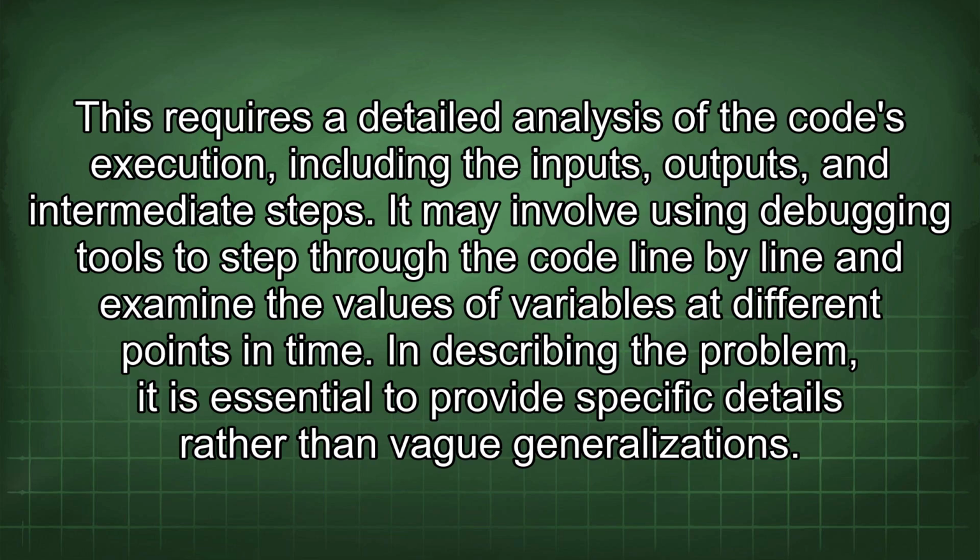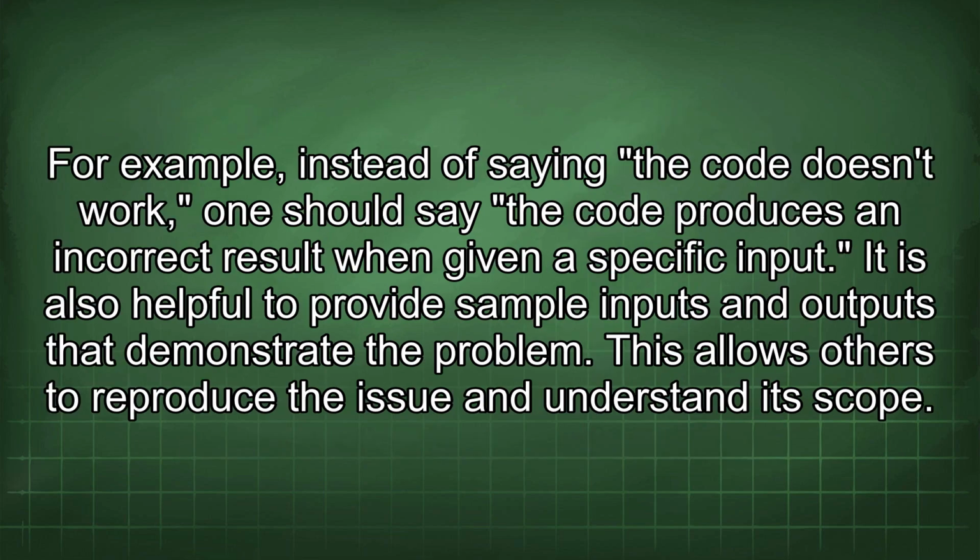In describing the problem, it is essential to provide specific details rather than vague generalizations. For example, instead of saying the code doesn't work, one should say the code produces an incorrect result when given a specific input. It is also helpful to provide sample inputs and outputs that demonstrate the problem. This allows others to reproduce the issue and understand its scope.